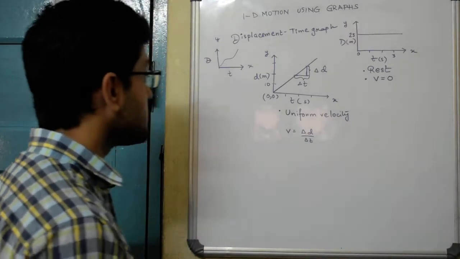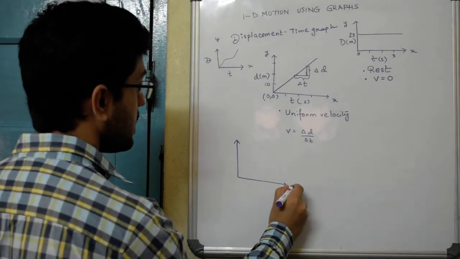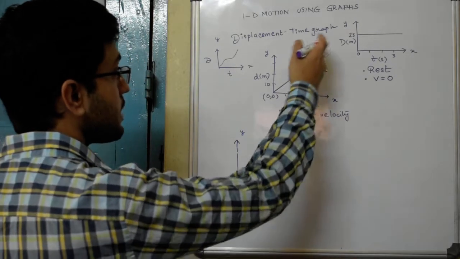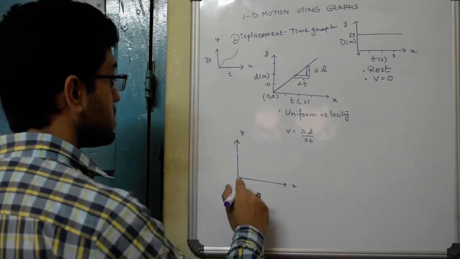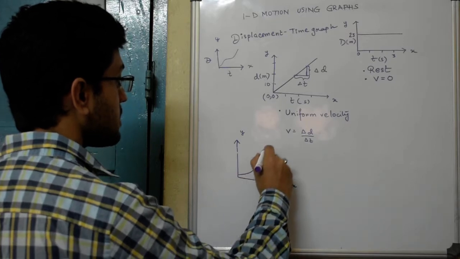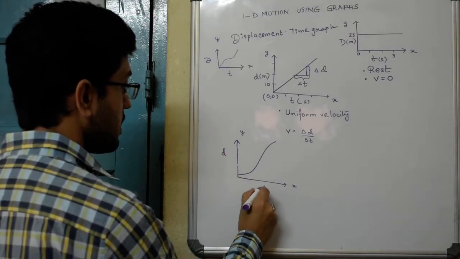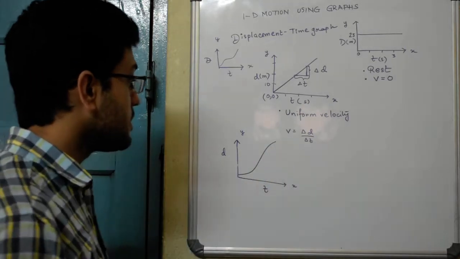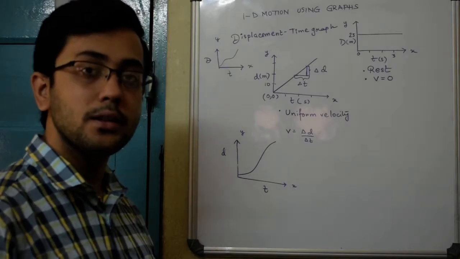The third case is where the graph is not so straightforward. In this case, it is neither a straight line parallel to the x-axis nor a straight line passing through the origin. Say the graph is looking something like this. It's kind of a curve. So if the graph is a curve, what are the conclusions we can draw and how do we find the velocity?